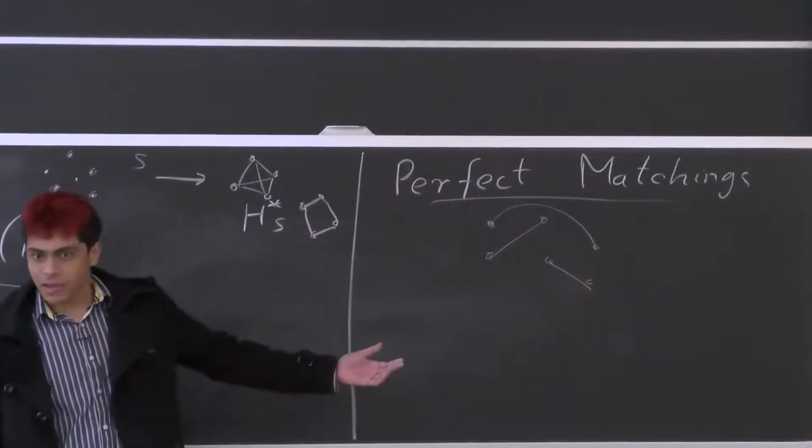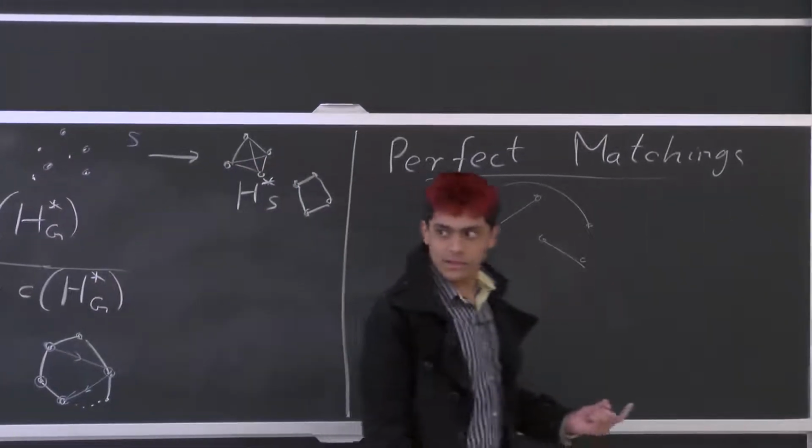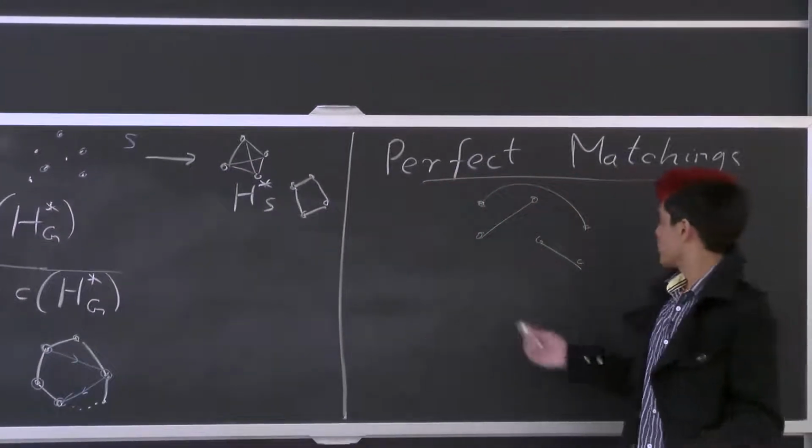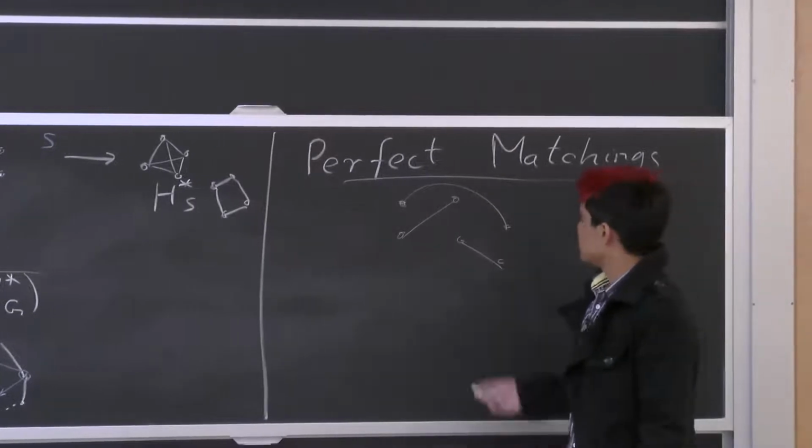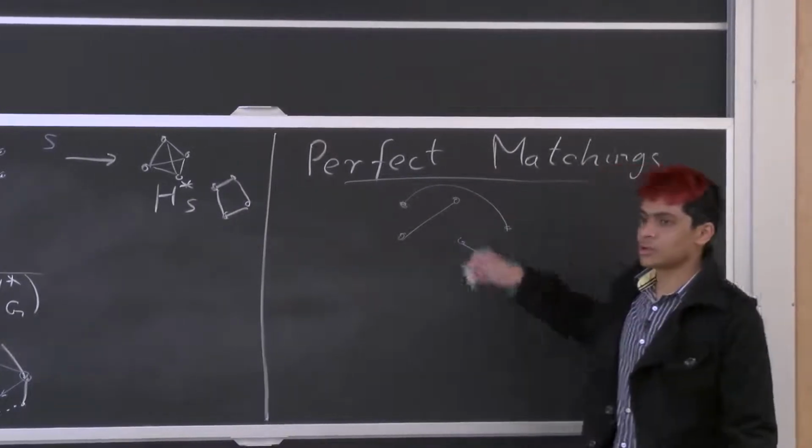So every vertex has one edge coming out of it, exactly one edge coming out of it. And it needs to be even because otherwise it doesn't work out. So that's perfect matching, and the minimum cost perfect matching is the minimum among all such things.